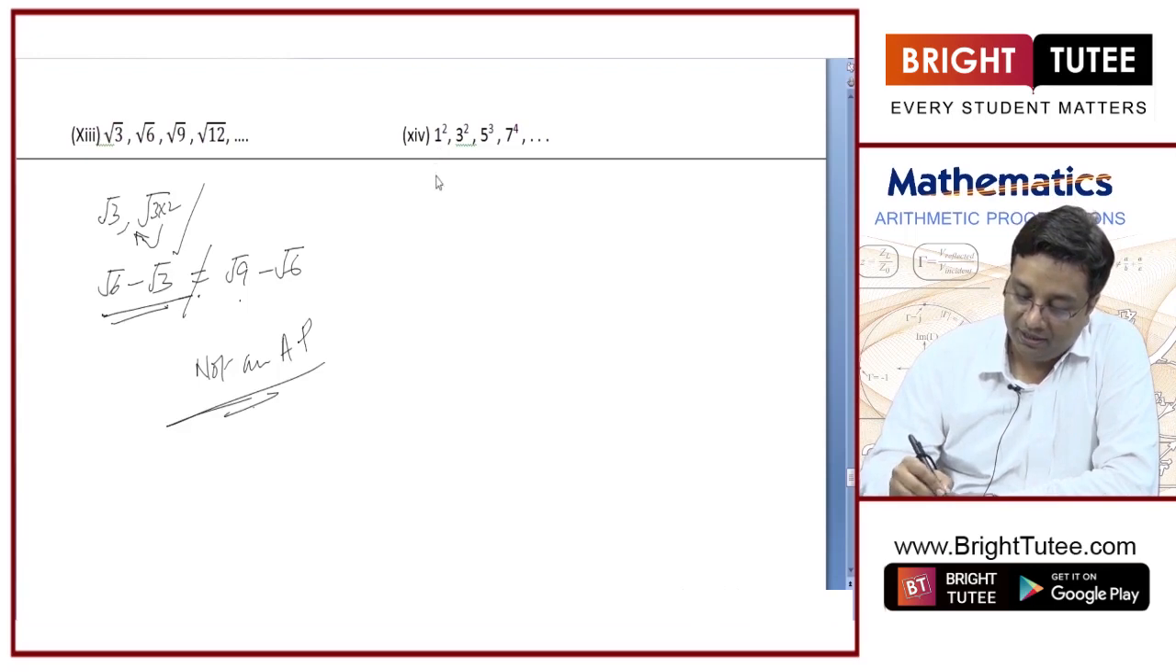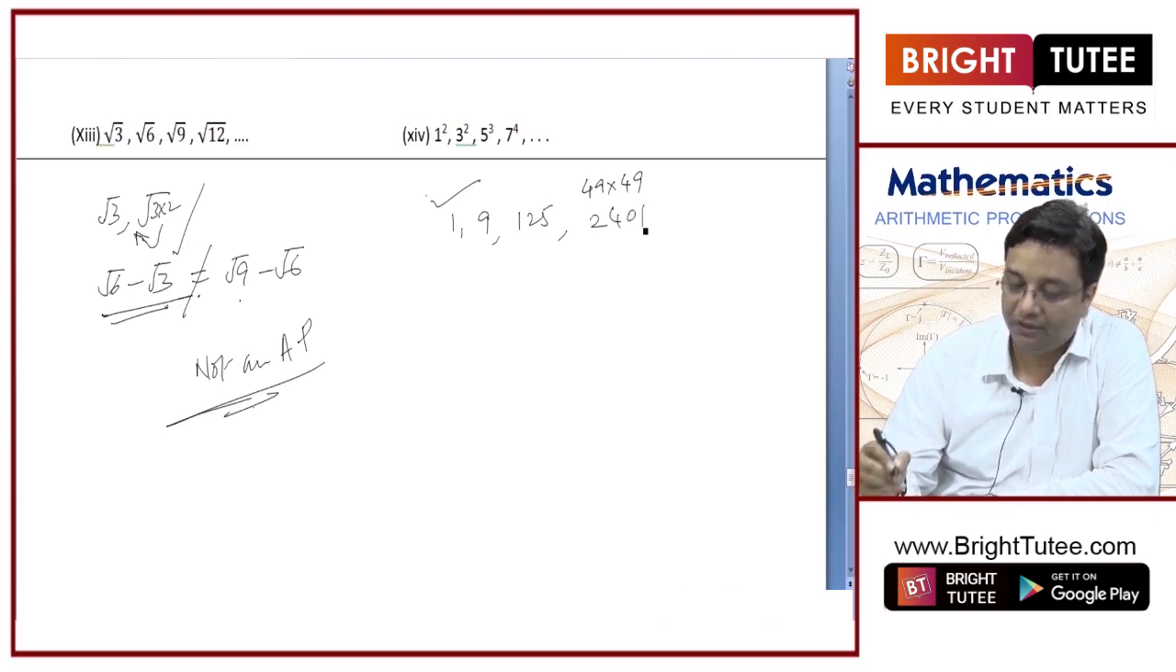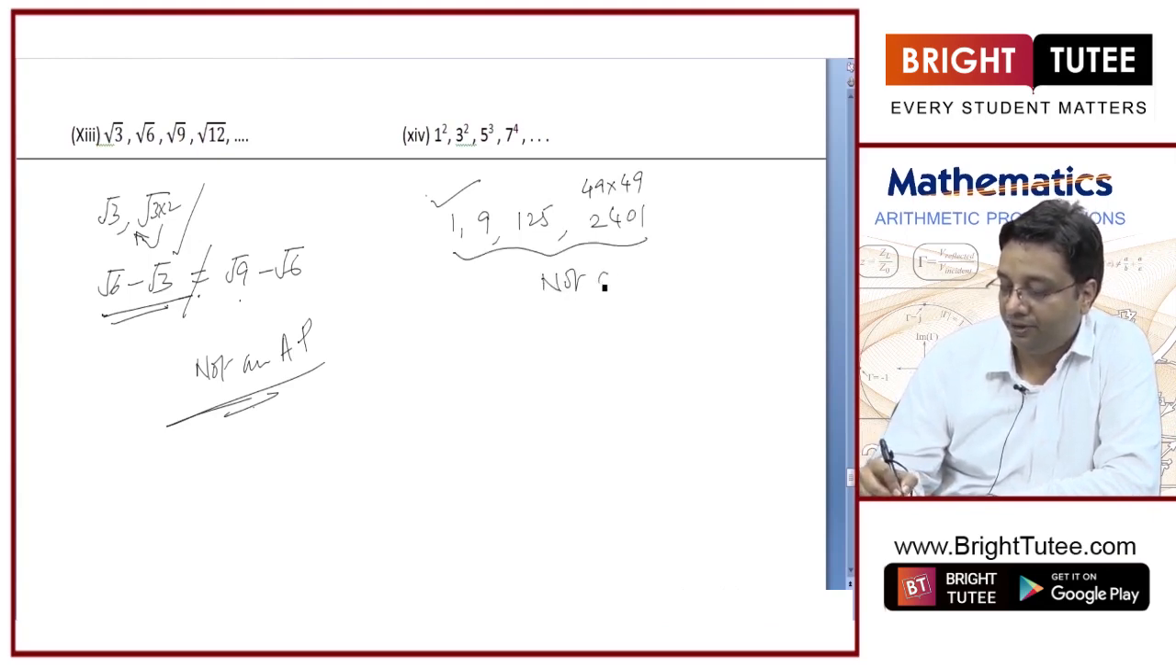Okay. In this question, the sequence is 1, 9, 5 cubed is 125, 7 raised to power 4 is even bigger, it is 49 into 49 which will be 2401, right? So this is clearly not an AP.